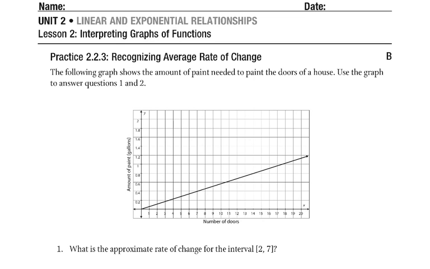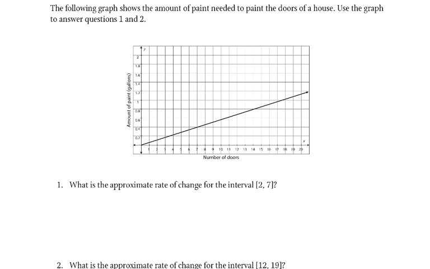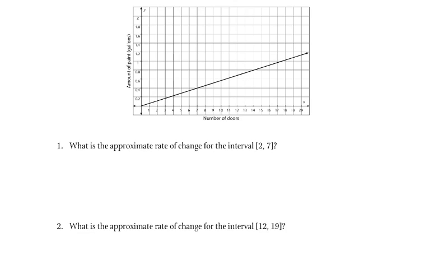Alright, let's take a look at recognizing average rate of change in these graphs. The following graph shows the amount of paint needed to paint the doors of a house. Use the graph to answer questions 1 and 2.